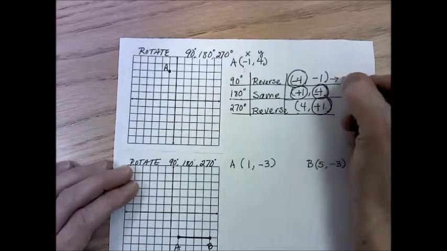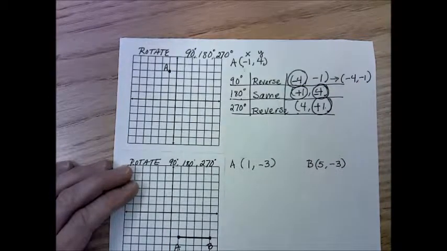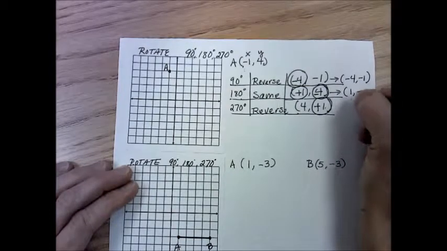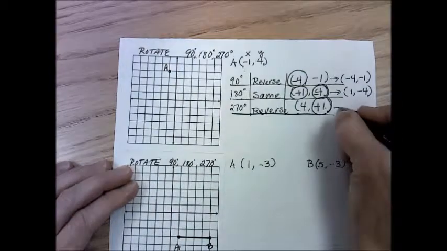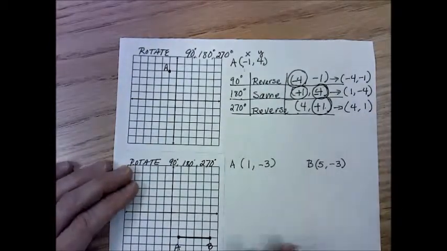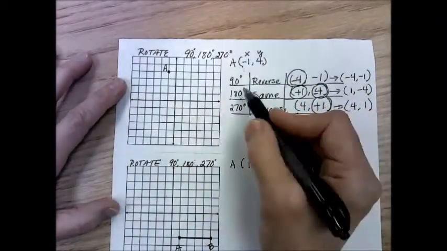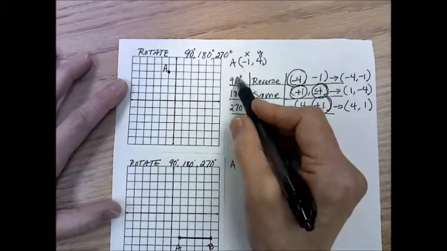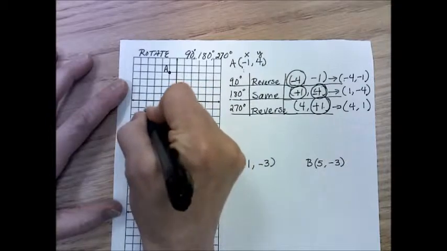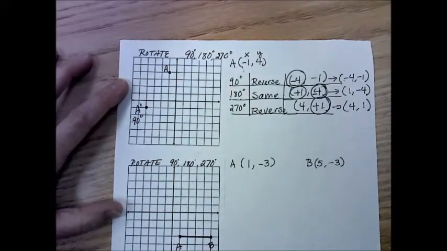So our new ordered pair here is -4, -1, and that would be a 90-degree rotation. For a 180-degree rotation, we now have 1, -4. And for our 270, we would have 4, +1. So let's go ahead and graph those on the coordinate plane. Let's do our 90-degree rotation. Our new ordered pair is -4, -1. So -4, -1. So A prime, or A1, that's your 90-degree rotation.